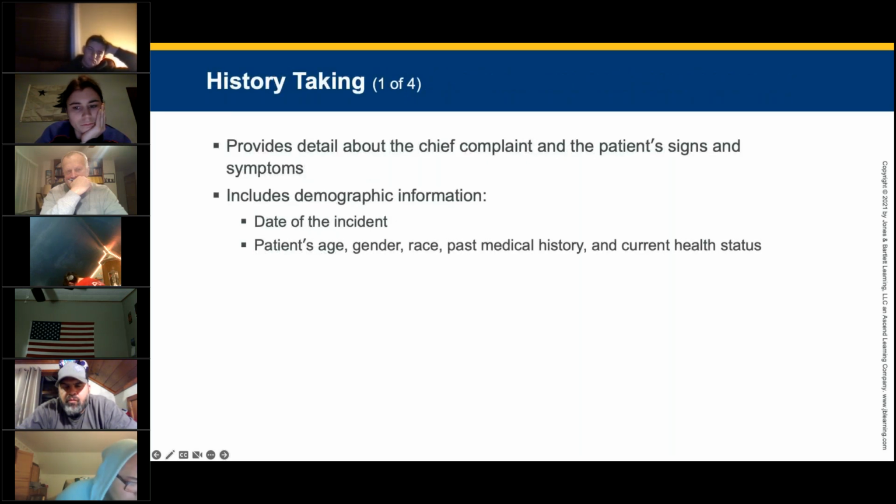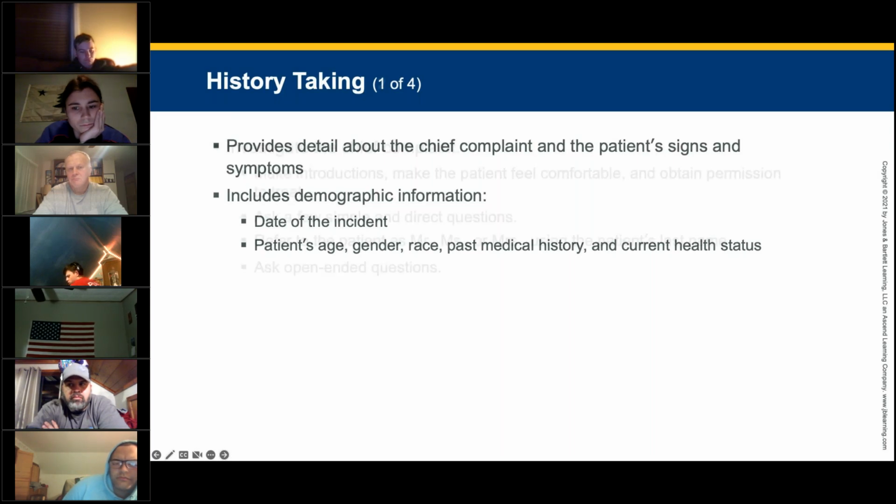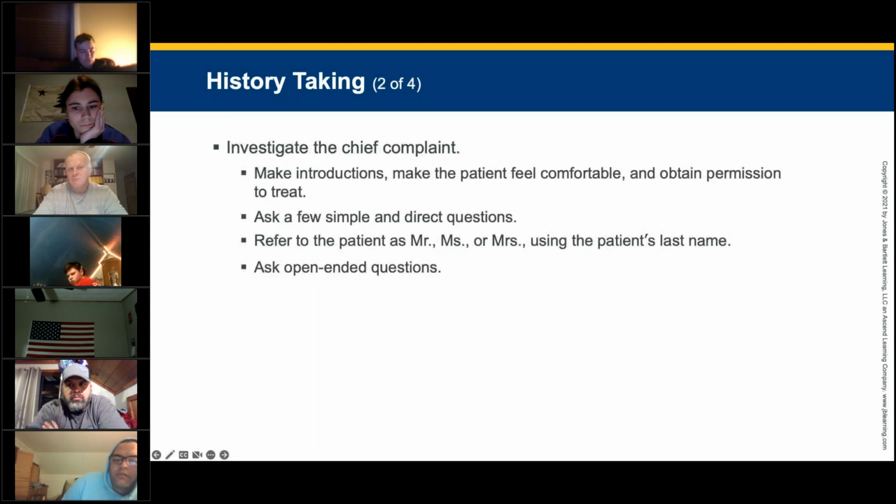History taking. You have to be a good historian in this job, and in order to do this successfully, you have to be comfortable talking to the patient or family or whatever the case. Your history taking is going to provide detail about the chief complaint and their signs and symptoms. And it's going to include demographic information such as the date of the incident, the patient's age, gender, race, their past medical history, and their current health status.